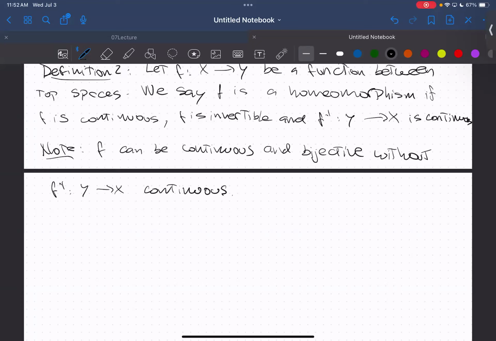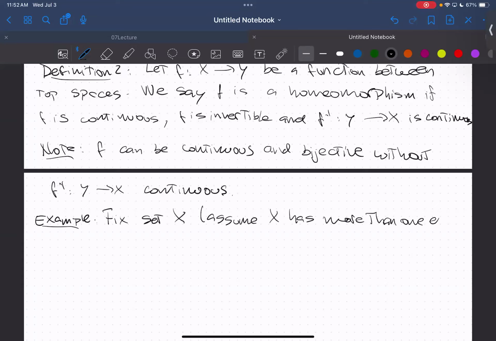So I will give you a very trivial example of this, and then we'll work towards a better example. So, example. The example will be very naive. I will take any set, fix set X, and I will assume we have more than one element. And I'm only doing this because I want to say that the trivial topology is not the same as the discrete topology. That's pretty much always the case, unless X is just a point.